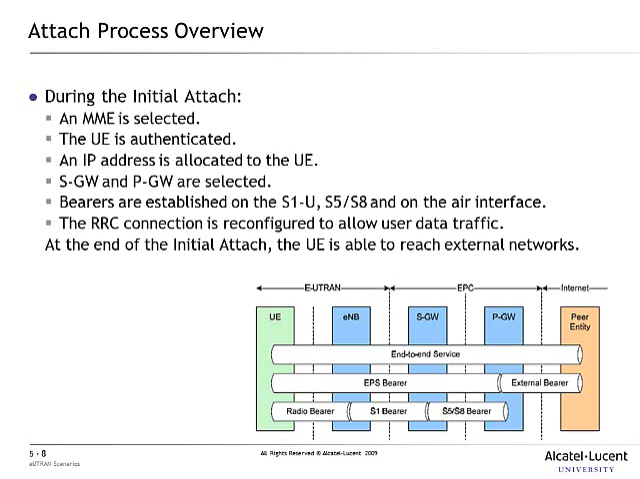And once we select an MME, the user has to be authenticated. And once the user is authenticated, the user is allocated an IP address. And once the user is allocated an IP address, you select the serving gateway and the PDN gateway. And thereafter, all the bearers are established: the S1-U bearer, the S5/S8 bearer, and so forth. And now the RRC has to be reconfigured to allow user data traffic.